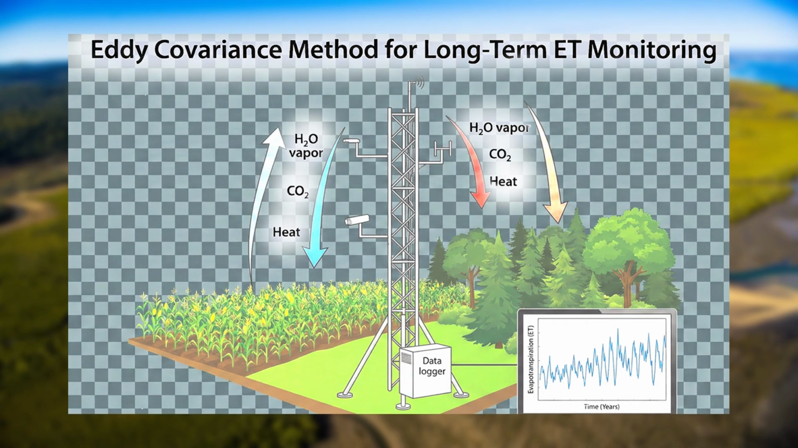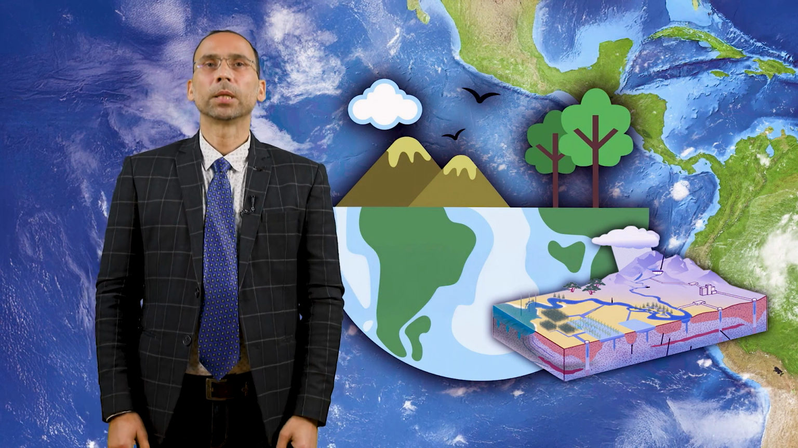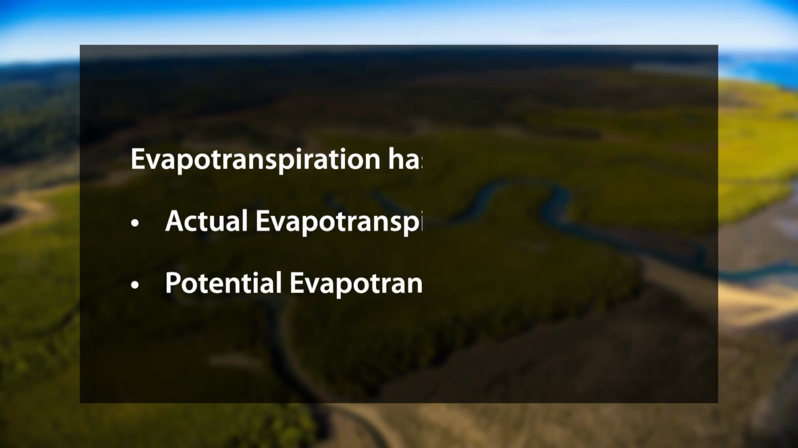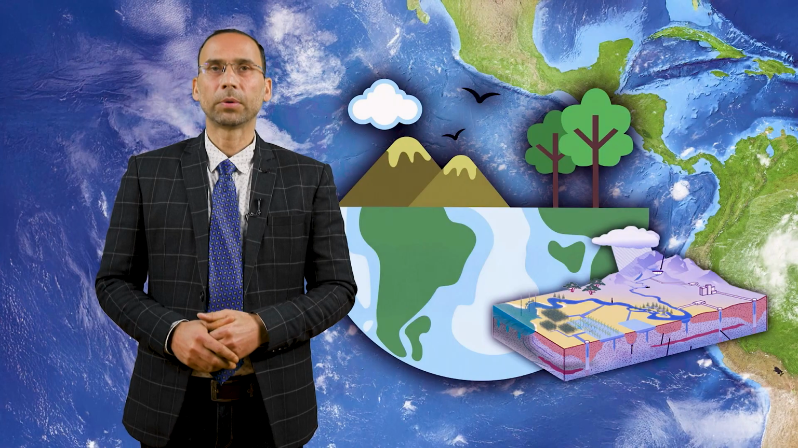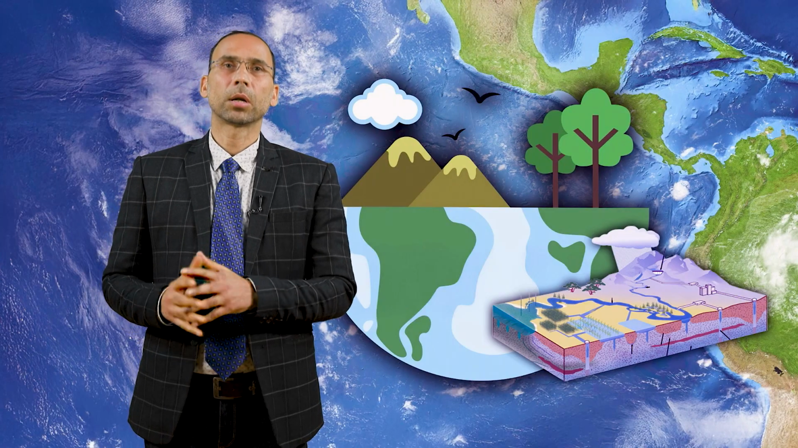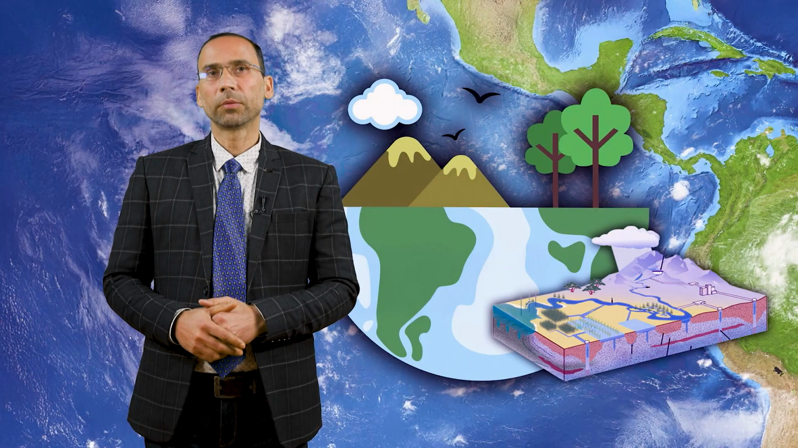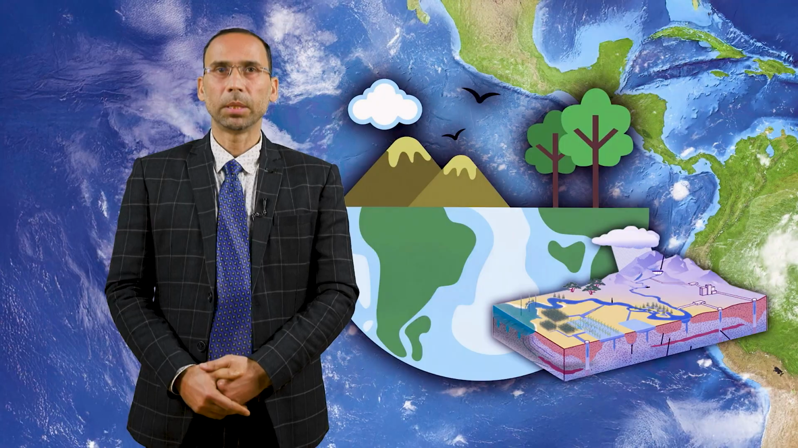In addition, new sensors like scintillometers are used for different land use and geological settings. However, the instruments are expensive and need frequent maintenance. Evapotranspiration has two components: actual evapotranspiration and potential evapotranspiration. The average annual actual evapotranspiration is approximately 573 millimeter, or roughly half of the country's average precipitation. Likewise, the average annual potential evapotranspiration is approximately 1547 millimeter.